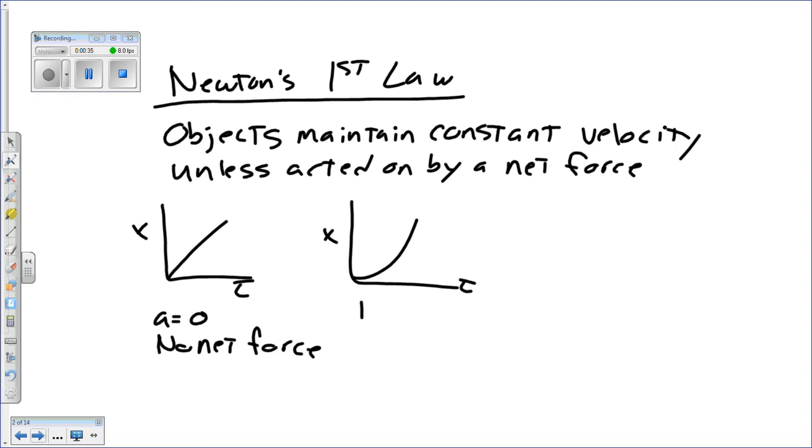You've seen this before. If there is an acceleration, then your position-time graph is a parabola. Whether it scoops up or down, there are 4 different types of parabolas we've seen. There is a net force, which means the acceleration is not equal to 0.